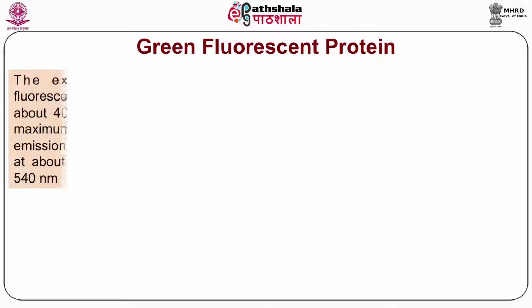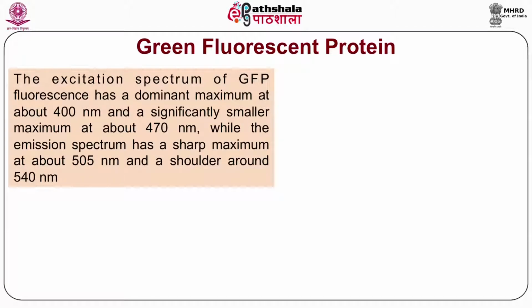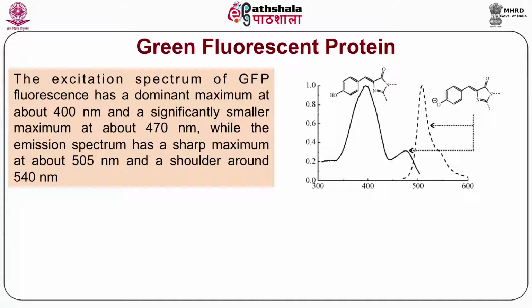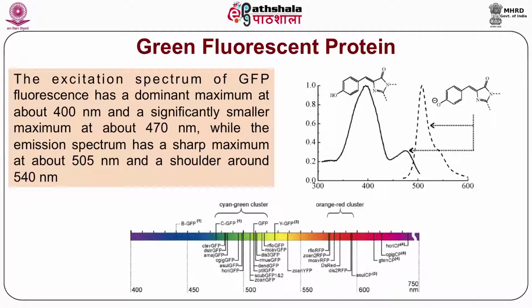You can see here that the excitation spectrum of green fluorescent protein has a dominant maximum at 400 nanometer and a significantly smaller maximum at about 470 nanometer, while the emission spectrum has a sharp maximum at about 505 nanometer and a shoulder around 540 nanometer. So this is the spectral feature of the green fluorescent protein. You can see here the spectral properties of the fluorescent protein family, in which different colors emerge at different wavelengths from 400 to 750 nanometer.